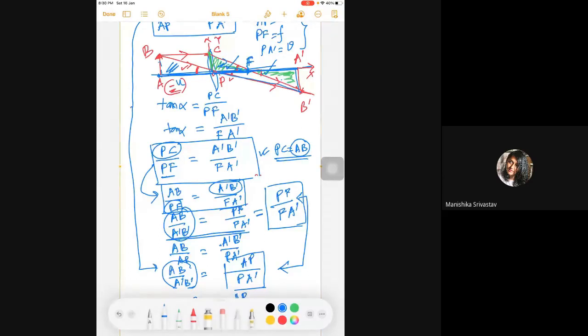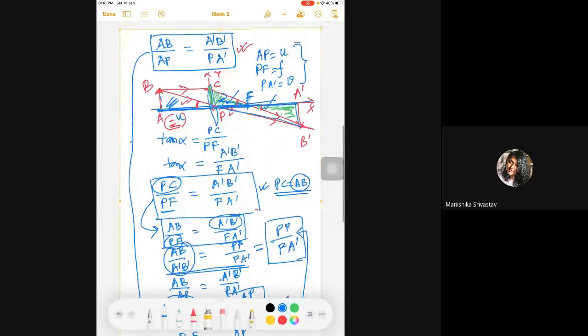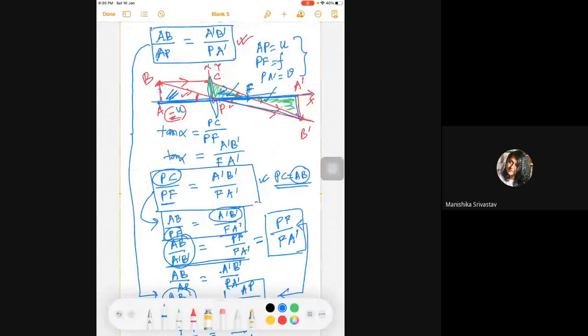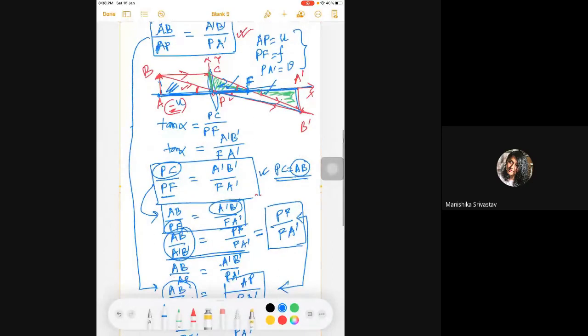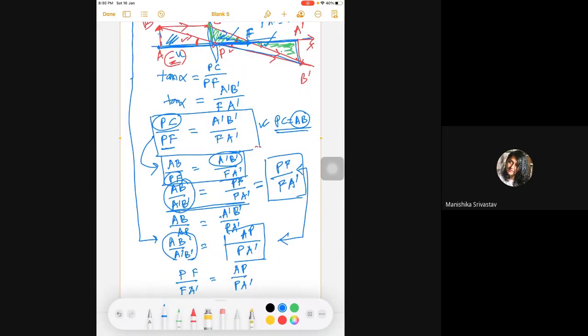AB by A dash B dash equals AP by P A dash, this one. You see, AP by P A dash. Yes sir, it is simple geometry. You do it on your own. You don't have to mug up or remember anything. I am also not remembering; I am doing it as I am talking to you.